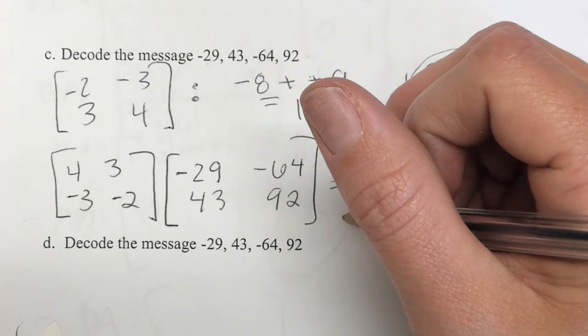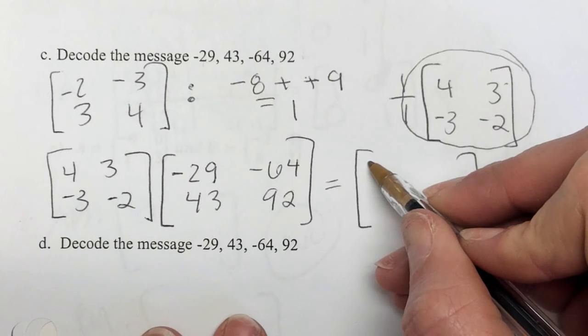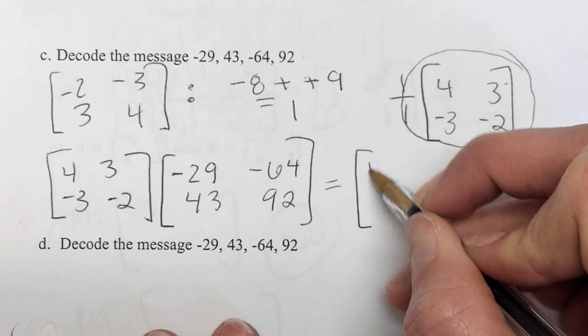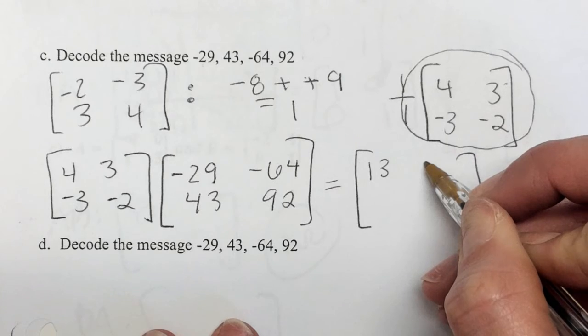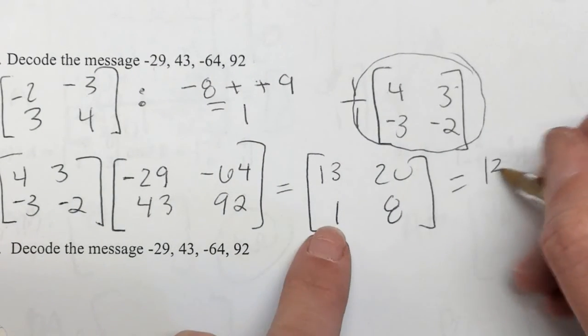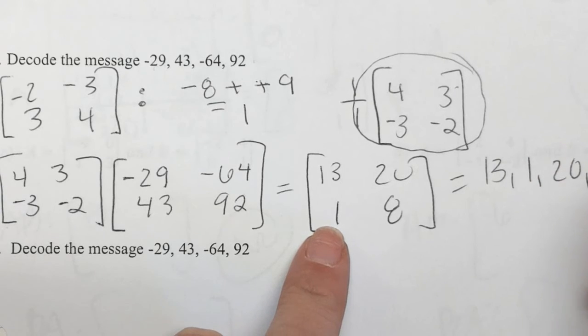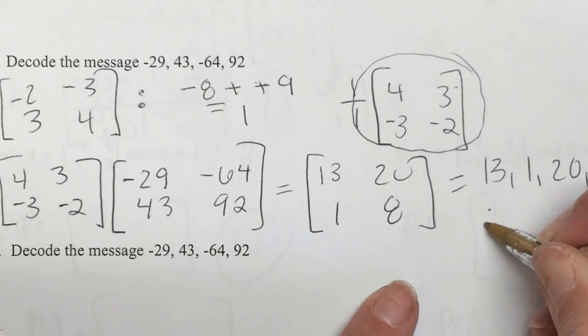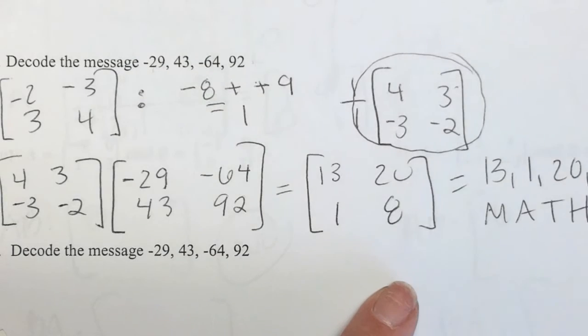Okay. What'd y'all get here? This is max. 13, 20. Good. So you would write it out as 13, 1, 20, 8. And those letters are what? Math. Pretty cool.